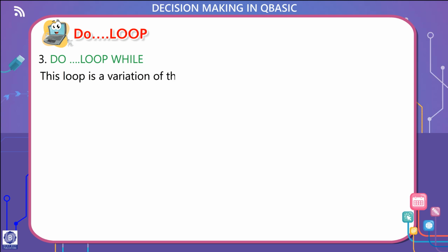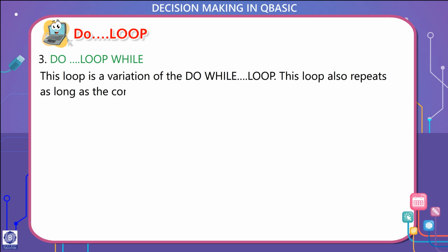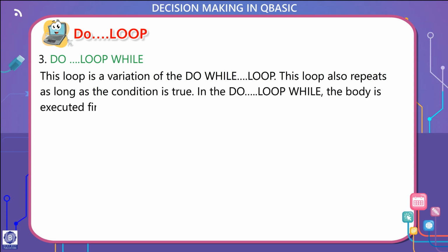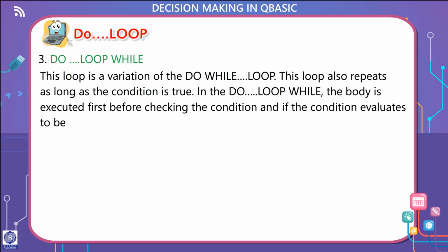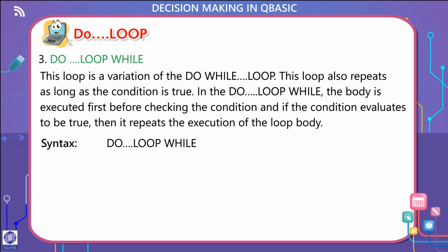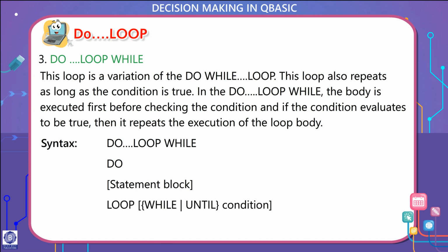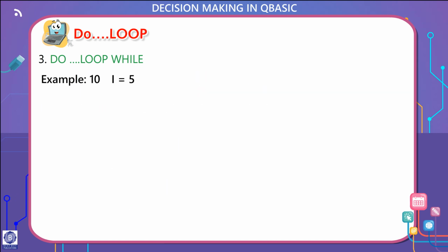Do Loop While. This loop is a variation of the Do While loop. This loop also repeats as long as the condition is true. In the Do Loop While, the body is executed first before checking the condition, and if the condition evaluates to true, then it repeats the execution of the loop body. Syntax: Do, statement block, Loop While condition.